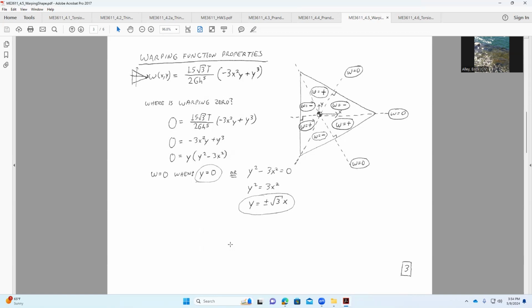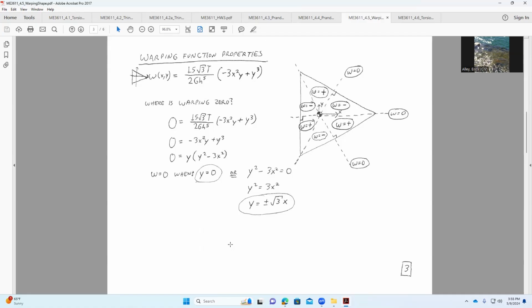If we factor it, we can see it's going to be y times y squared minus 3x. So whenever y is 0, that's our horizontal axis. So warping is 0 along the x-axis, that's the horizontal dotted line. Or it's when y equals plus or minus root 3x. Well, that's perpendicular to the two lines that we defined. We had 1 over root 3 for the top and bottom line. So perpendicular to those goes like that, and the warping is 0 there.